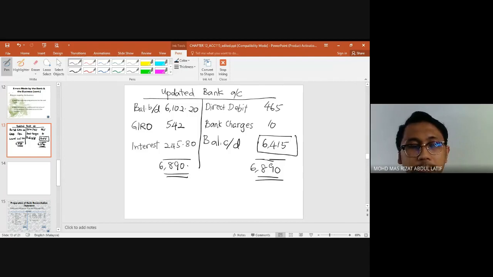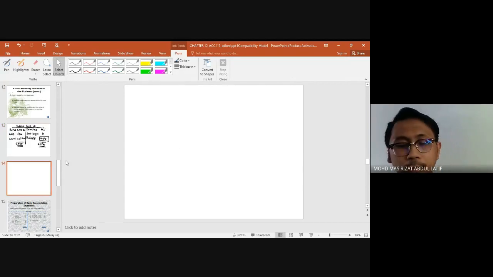Okay, I biasa pakai yang E. So I akan tunjukkan contoh ni pun akan contoh yang E lah, I akan gunakan contoh E. Okay, start with updated bank account balance. So now kita akan buka kita punya bank reconciliation statement. So I akan menggunakan format A ya.